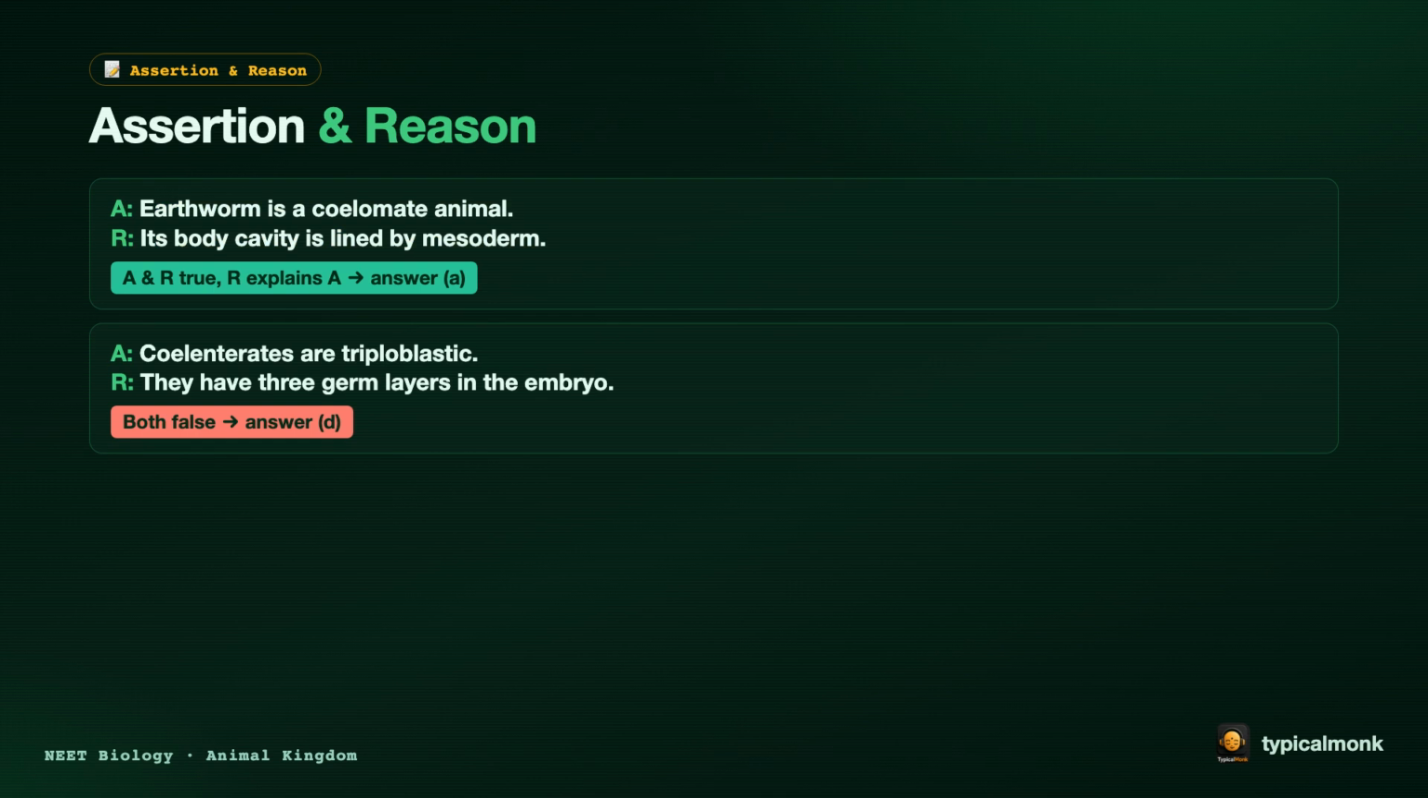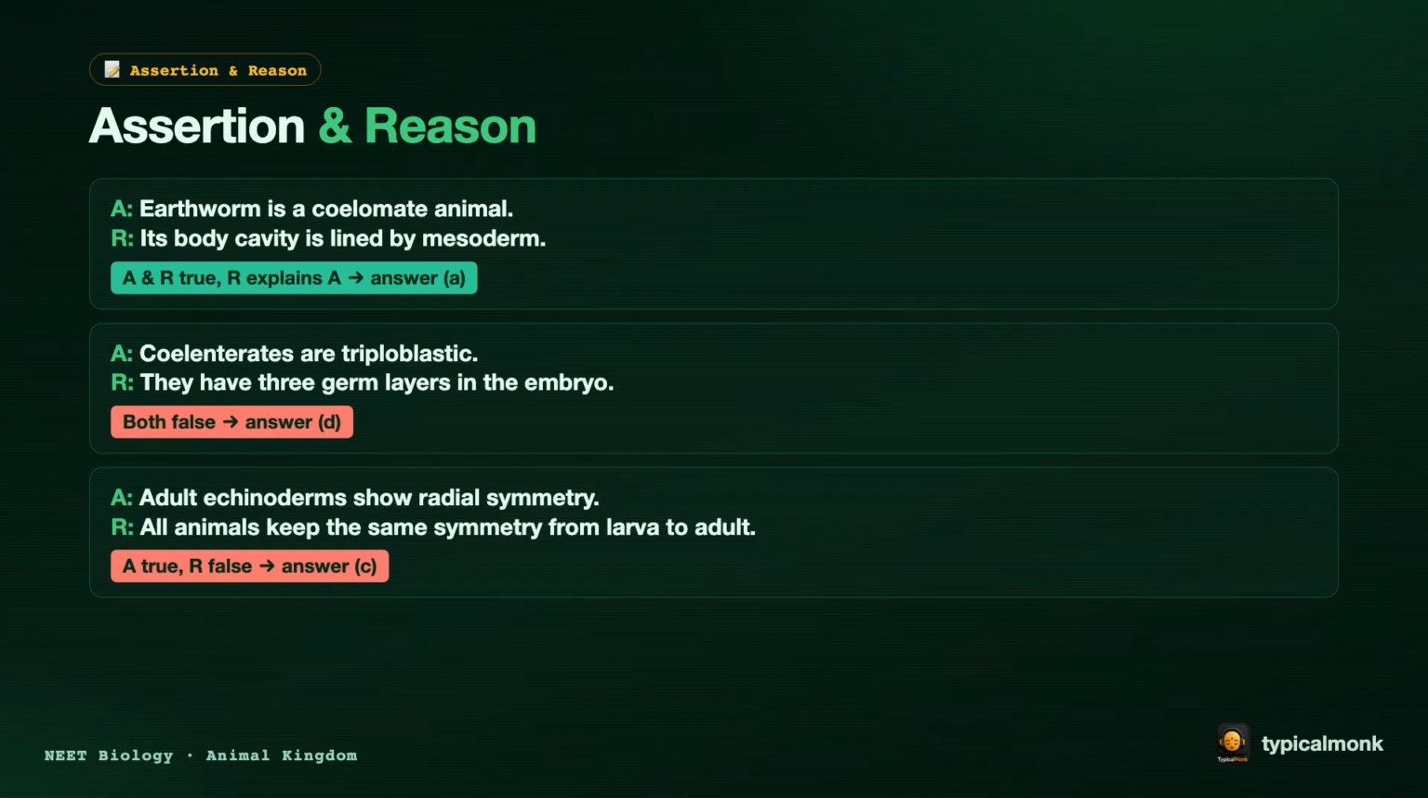Second, A. Coelenterates are triploblastic. R. Their embryo has 3 germ layers. Both are false. So the answer is D. Third, A. Adult echinoderms show radial symmetry. R. All animals keep the same symmetry from larva to adult. Here A is true, but R is false, so the answer is C.